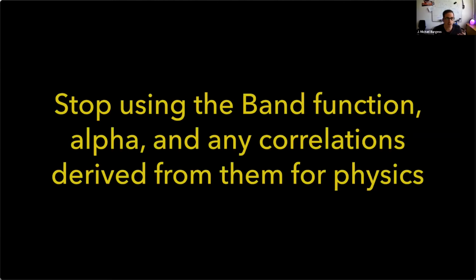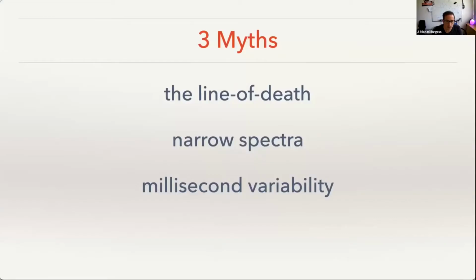And if you base your theoretical models on trying to reproduce things like the alpha distribution, you might run into some issues when we start really fitting all the physical models in the future. And also I want to dispel 3 myths: that there's this thing called the line of death, that spectra are narrow, and that there is millisecond variability observed in GRBs.